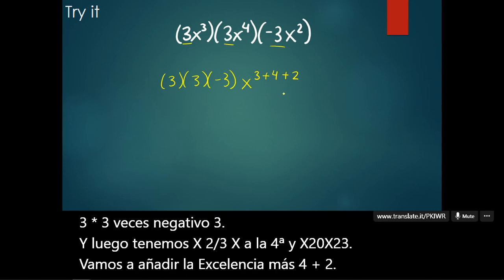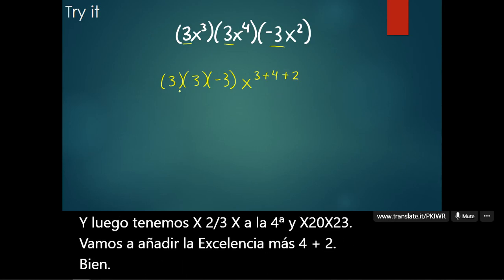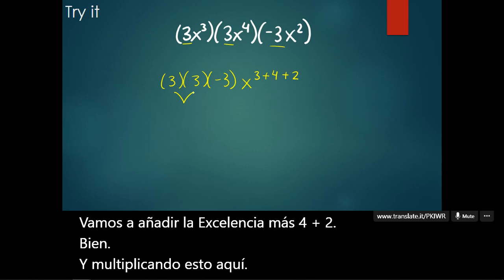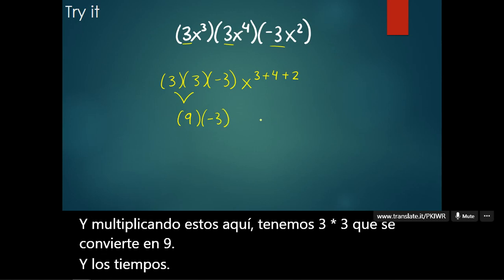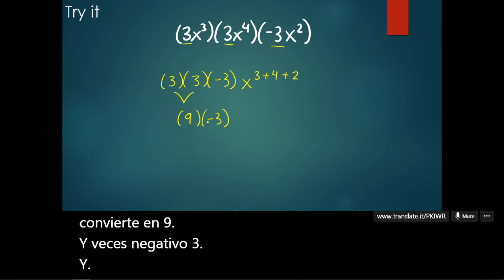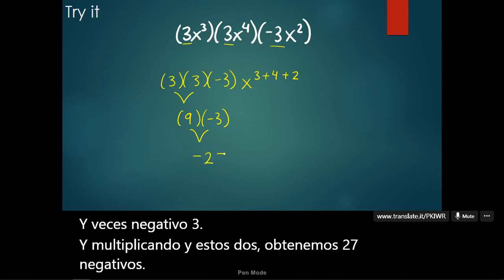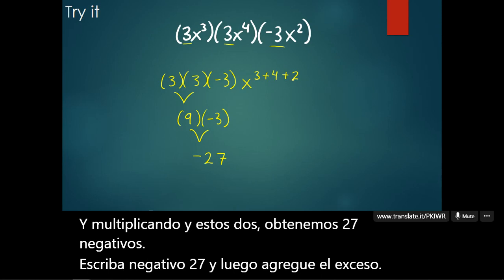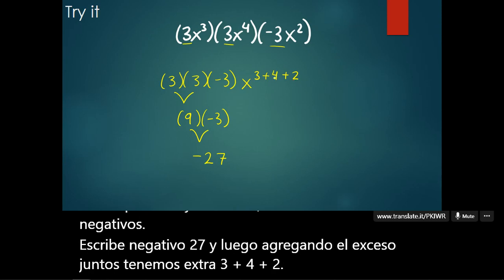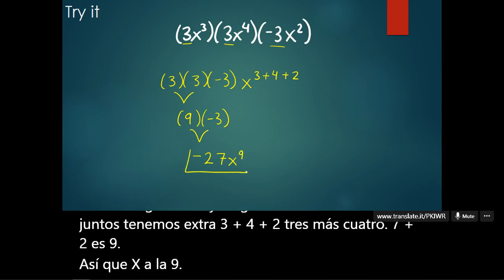All right. And multiplying these out here, we have 3 times 3. That becomes 9. And times negative 3. And multiplying these two, we get negative 27. Right, negative 27. And then adding the x's together, we have x to the 3 plus 4 plus 2. 3 plus 4 is 7, plus 2 is 9. So x to the 9th. And this is going to be my answer.